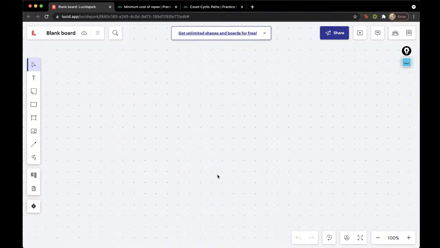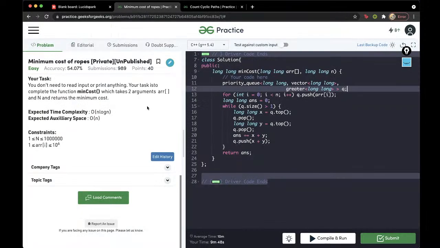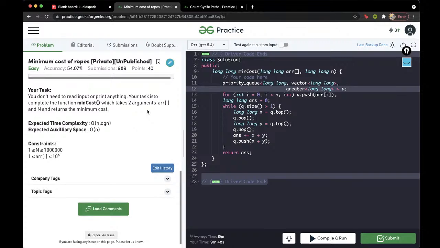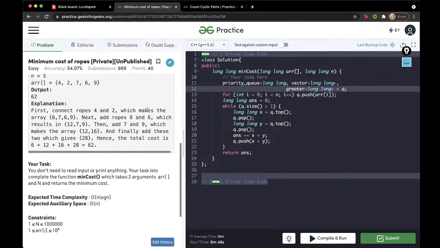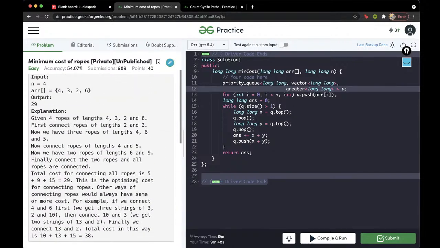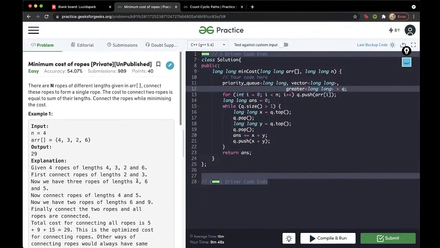Right, okay, so let me start with introducing myself. I'm Avinash Kartik. I'm a master in Codeforces, and I shall now be explaining to you the problems of the OYO contest. Okay, so the first problem was the minimum cost of the ropes. I found this problem easier than the second problem. Let me just explain the problem.